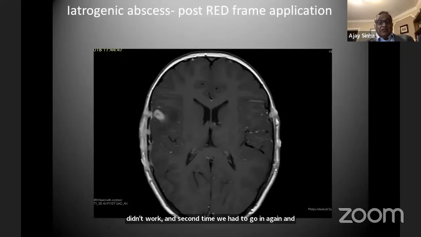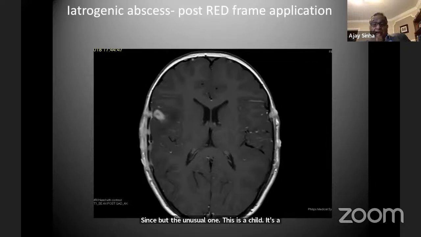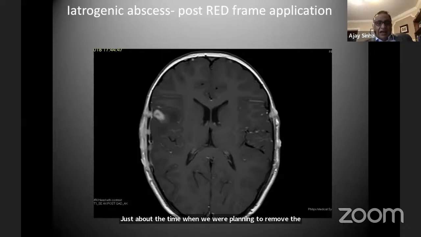Very unusual one. This child is a craniofacial child, from one of my cases, who had a halo frame put in for a mid-face advancement. And the frame was kept in for about 7, 8, 9 weeks. Just about the time when we were planning to remove the frame, the child started complaining of increasing headaches. And then we did a CT. There was something suspicious. The frame was removed and we did an MRI. And guess what? There is an early infection happening.